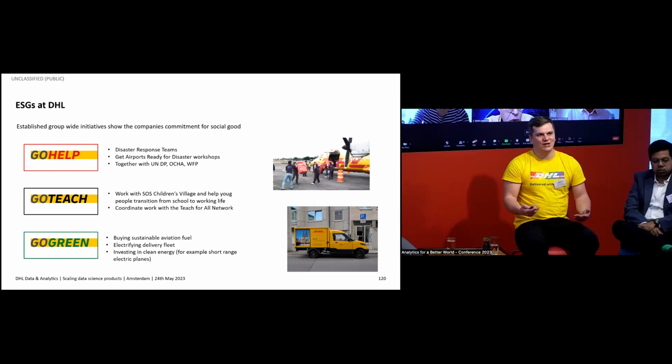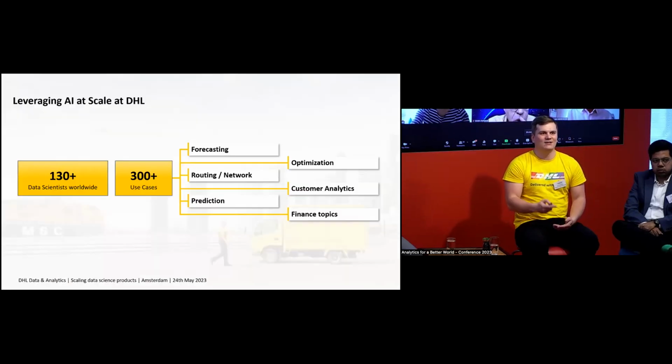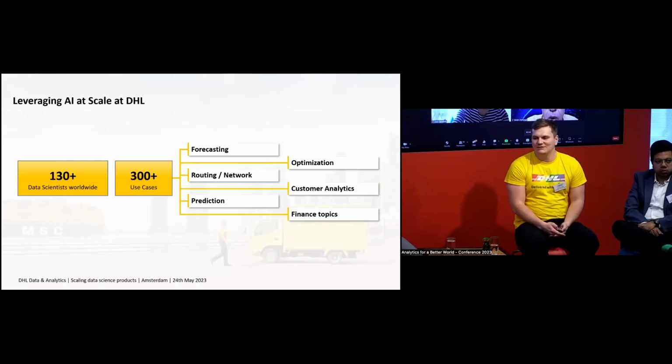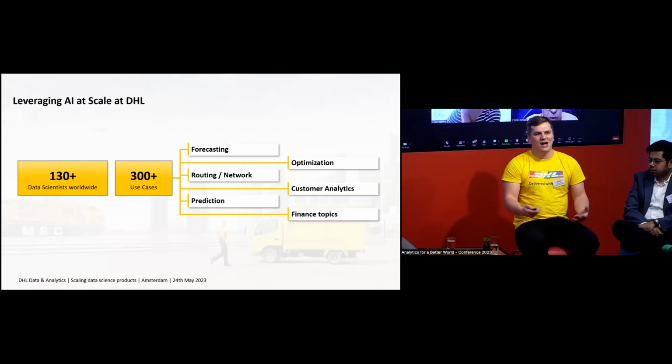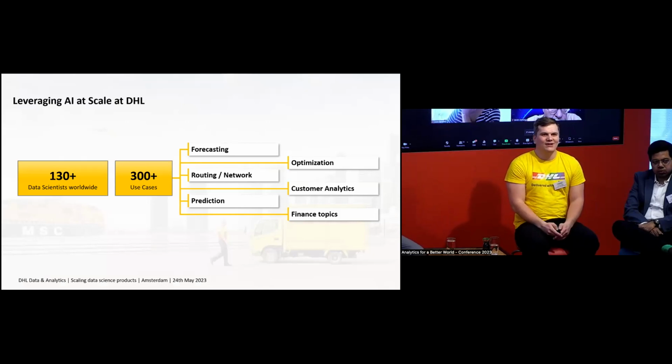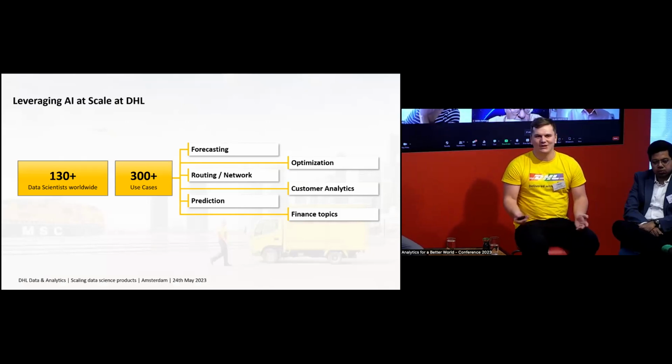And we are the DHL data analytics team. We want to also do something good, so that's why we are working with APW. Who we are: 130 plus data scientists worldwide. We have so many use cases. If you want to hear more about them, talk to me.